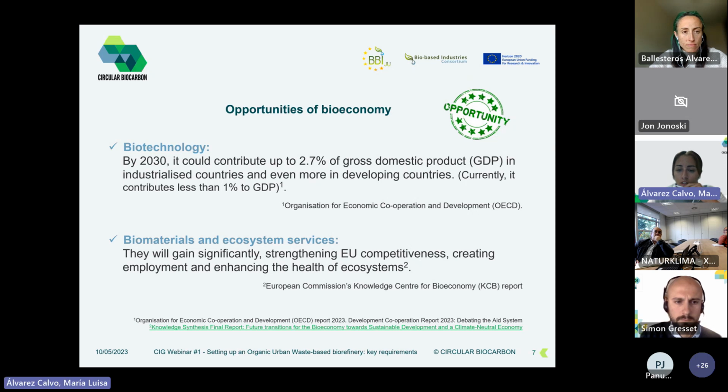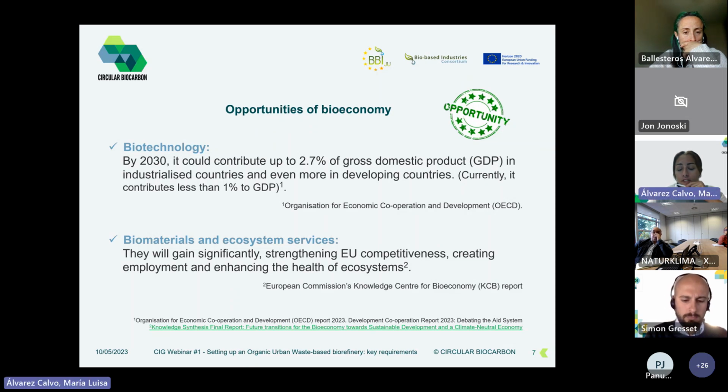By 2030, for example, biotechnology could contribute up to 2.7% of gross domestic product in industrialized countries and even more in developing countries, according to a new report from the Organization for Economic Cooperation and Development. For comparison, biotechnology currently contributes less than 1% to the gross domestic product.